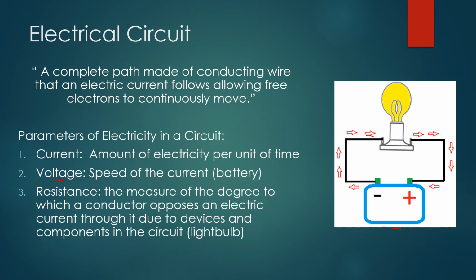But also, what's the point of an electric circuit? Well, it's to get something to work, right? You want to turn a light bulb on, or charge your phone, or plug in a clock. So that part of it is called the resistance. So this is the measure of the degree to which a conductor opposes an electric current. So it's taking part of that current to light up that light bulb. So it is being a resistor in this circuit.